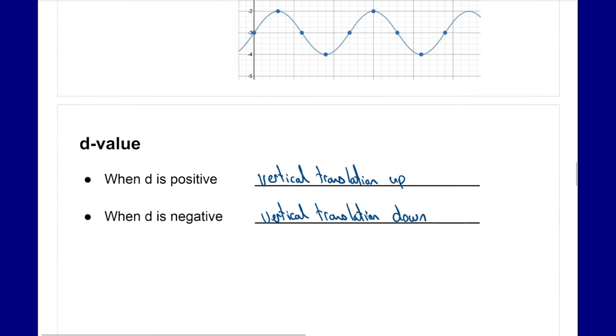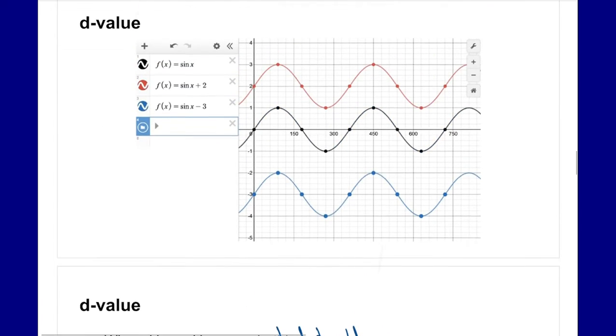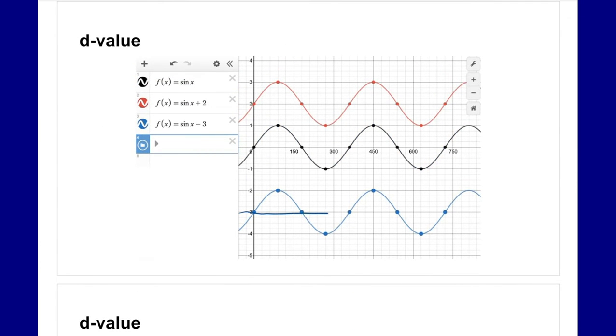Now, this could also be found by drawing the midline, the equation of the axis. If we can find the midline, we can find what our D value is. If I go back and look at these, I see my midline here is at -3. That's also what my D value is. In red, I can see my midline is 2, or I could calculate that, and I see that my D value is 2. So there are some ways to make it easier to find what these values are.